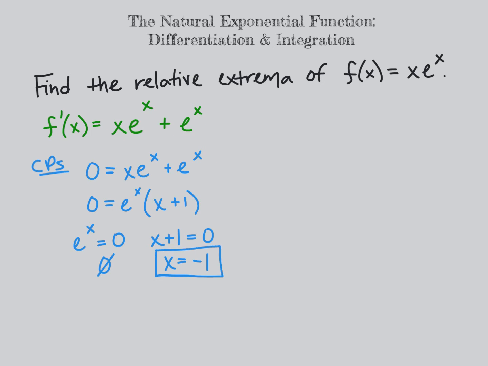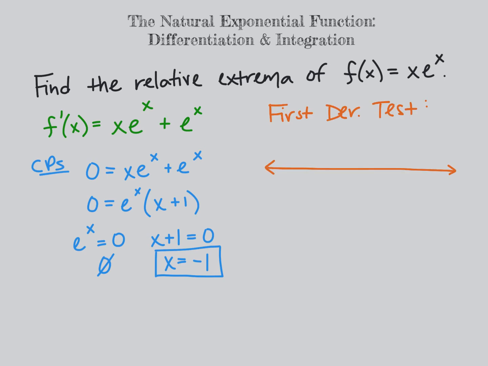Now we are not done yet. We have to find out whether or not that critical point x equals negative 1 provides a relative minimum point, a relative maximum point, or neither. We can do this using the first or second derivative test. I'm going to simply use the first derivative test because I just don't feel like finding the second derivative. So let's use the first derivative test.